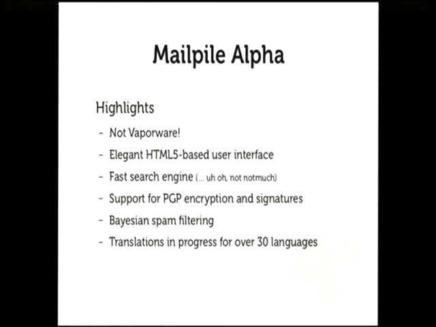We have basic support for PGP encryption and signatures. It's a bit clunky. It's new, but it's there. We have spam filtering based on the SpamBayes Bayesian filter system. And we have over 30 volunteers translating Mailpile into their local languages, which we think is just fantastic.